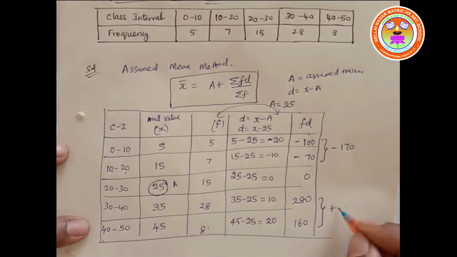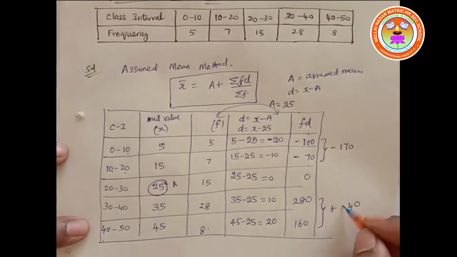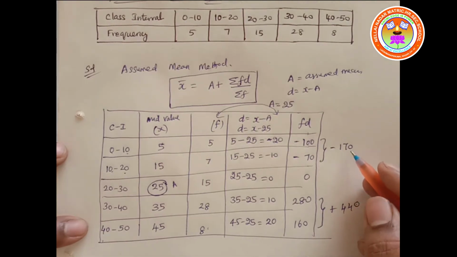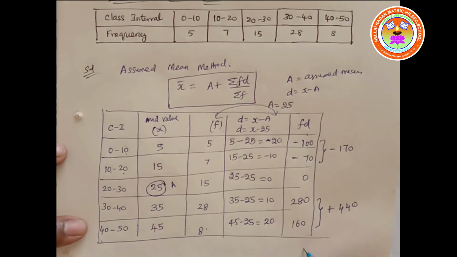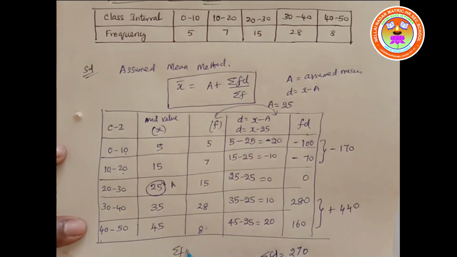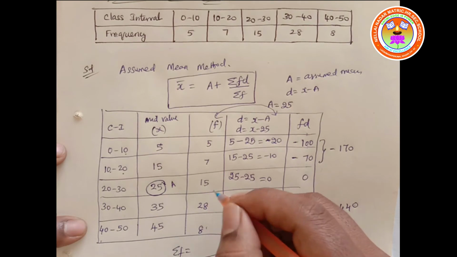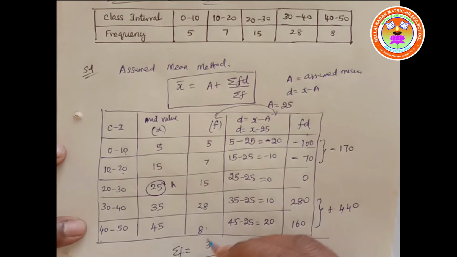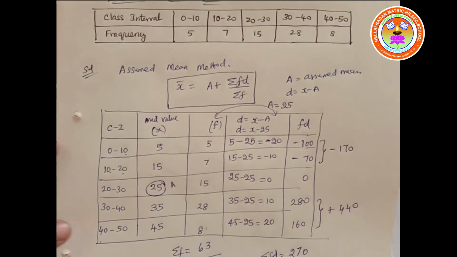When you add the positives, 0 plus 280 plus 160 is 440. That is 440 minus 170, we subtract. 0 minus 0 is 0, 14 minus 7 is 7, 3 minus 1 is 2. That is 270. That is the sum of f into d. Then the sum of f is 5 plus 7 is 12, ... that is 63. It's clear, children?